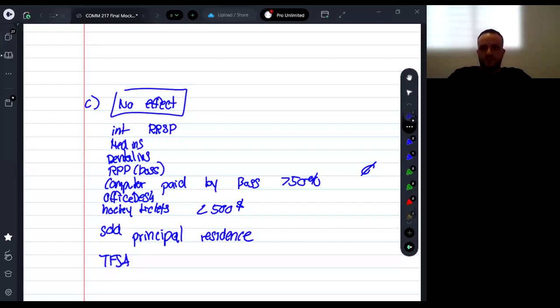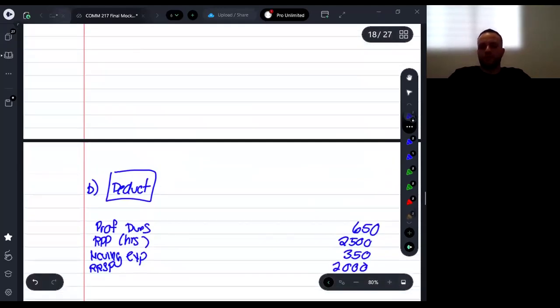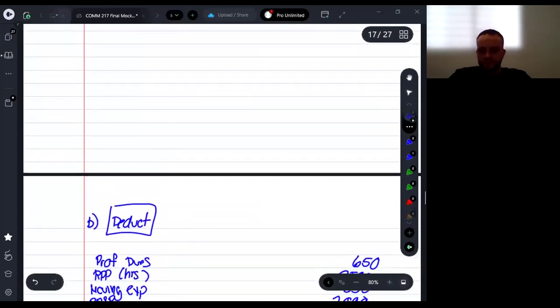Thank you. What does RRSP mean? Registered Retirement Savings Plan. Oh, okay. It's basically the government wants you to make your own pension, like your own retirement fund.